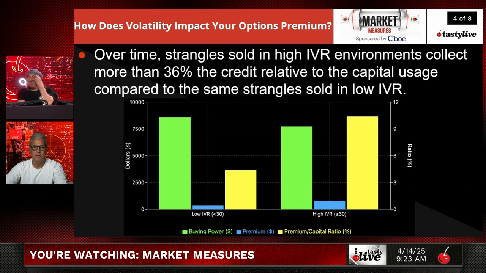So over time, strangles sold in high IVR environments collect more than 36% of the credit relative to the capital used compared to the same strangles sold in low IVR, which essentially just means, hey, you're taking in more money. So theoretically, you're taking more risk, but you're using less capital on a theoretical sense. You're using less capital for dollars at risk.